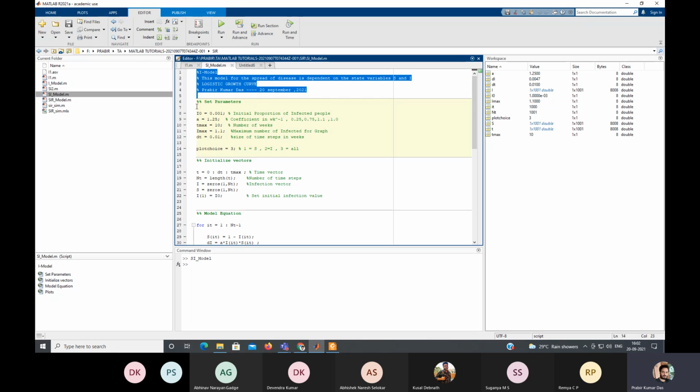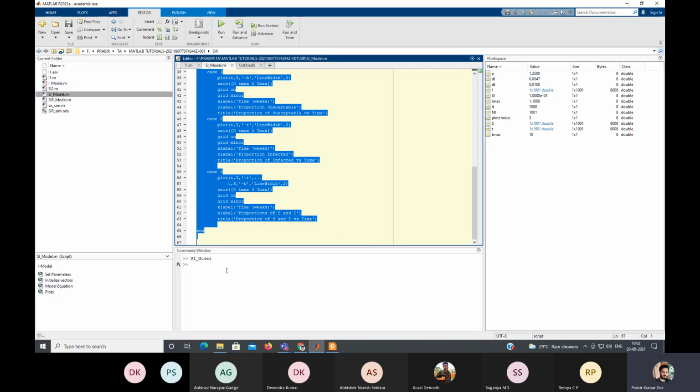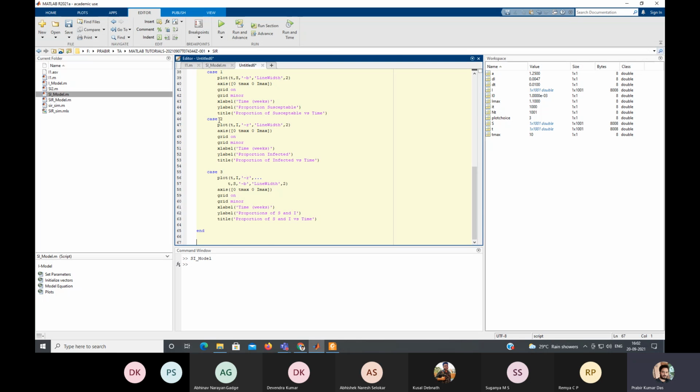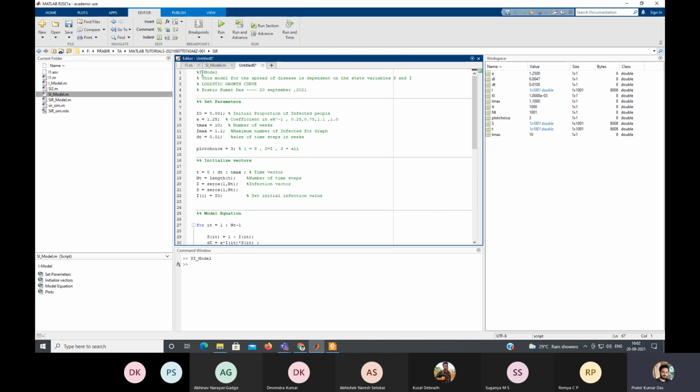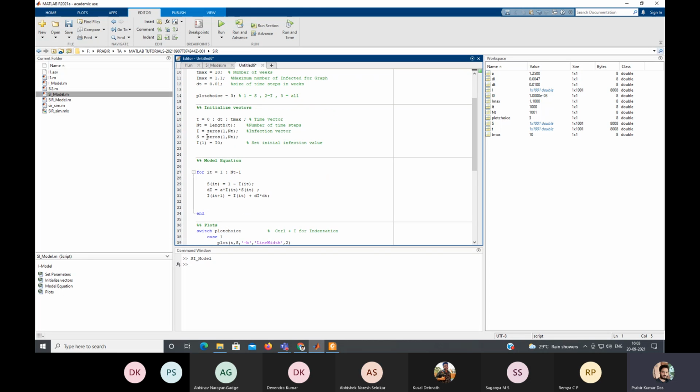So we will copy this code. Now it will be the SIR model. This model is for the spread of disease that is dependent on the state variables S and I. And here also a logistic growth curve will be generated.